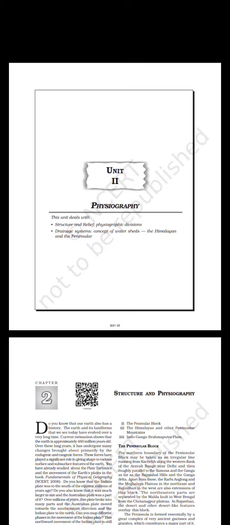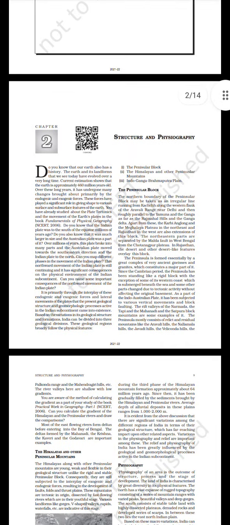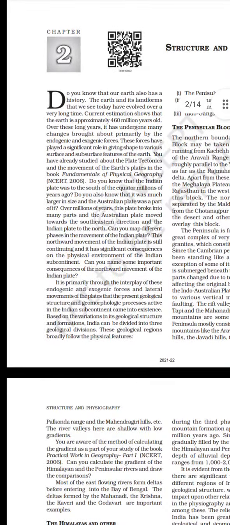India Physical Environment, textbook in Geography for Class 11, Unit 2 Physiography. This unit deals with structure and relief, physiographic divisions, drainage systems, concept of watersheds, the Himalayan and the peninsular. Chapter 2: Structure and Physiography, Audiobook.